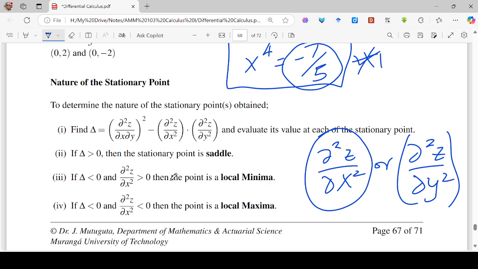Their values will have the same sign. They may not have the same value, but the sign will be the same. We will be interested in the sign. If the value is positive, then the point is a local minimum. But if it is negative, then the point is a local maximum.